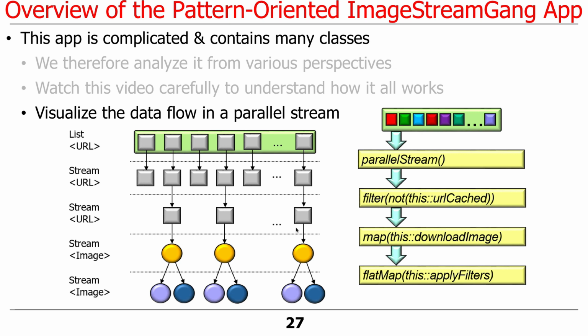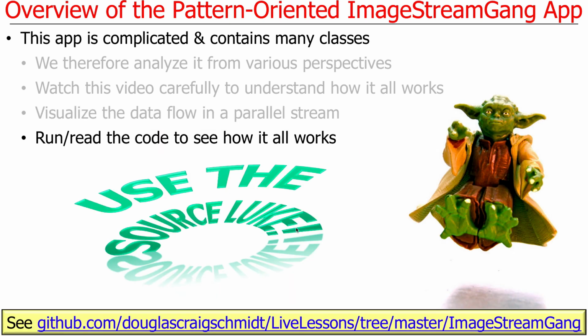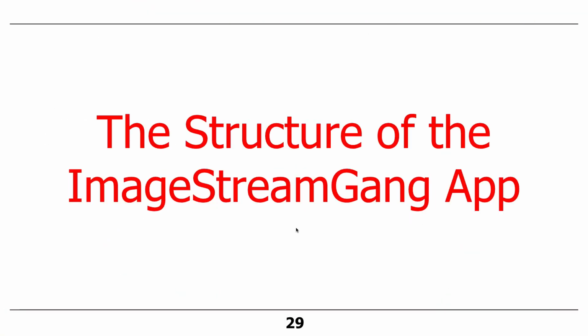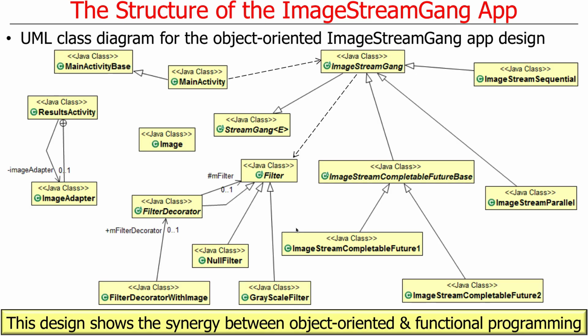All right, so we'll be looking at the data flow in a parallel stream, as we'll see here. I'll show you how this works. And then, of course, we'll take a look at the source code. All right, so let's first start by talking about the structure of the design, and that'll help us weave together some of the patterns. So this is the overall class diagram for the ImageStreamGang app.